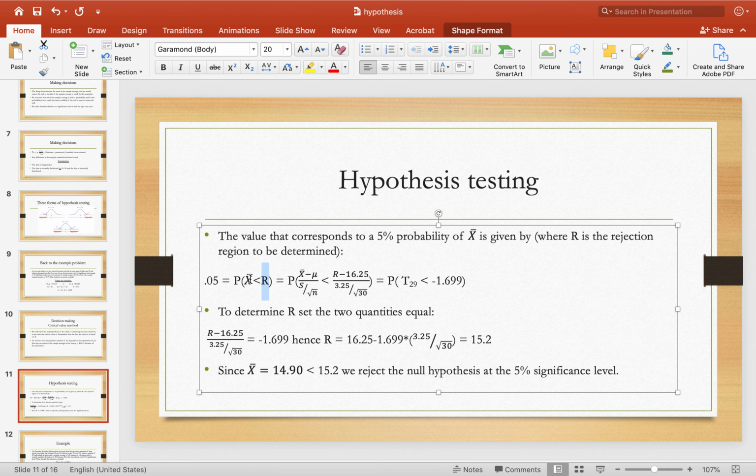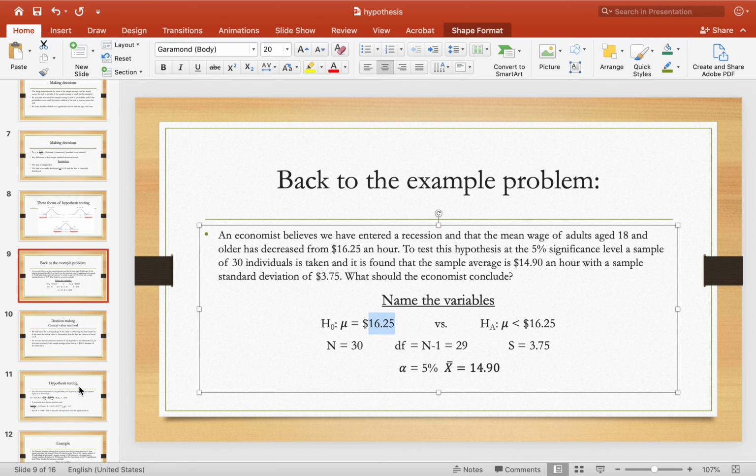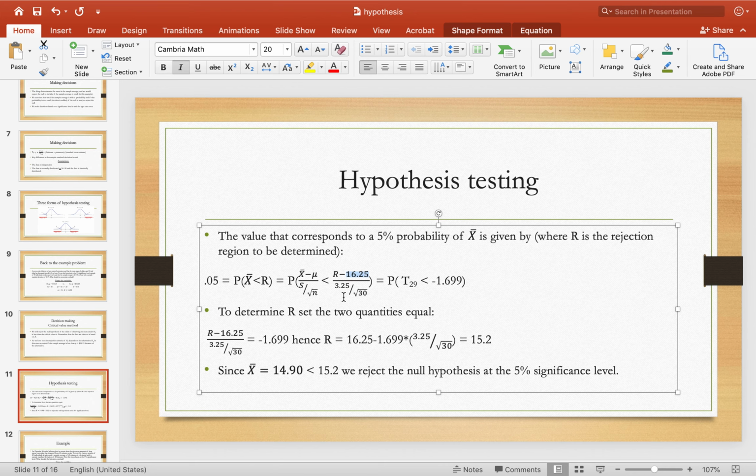Now, I know I have the sample average here, and I can do both sides of the equation and not change probability because they're equivalent statements. So I'm going to subtract the mean, and I'm going to divide by the standard deviation over root n. Now, this mu comes from the null hypothesis. That null hypothesis is 16.25, so that's where this number comes from. The 3.25 comes from the sample standard deviation. The n is the sample size. I know that this quantity right here is exactly a t-distribution with 29 degrees of freedom. Now, one thing you should ask is, where do I get this minus 1.699? Well, remember, I have a t-distribution with 29 degrees of freedom, and I want 5% probability in the lower tail. So I'm going to use an online calculator.